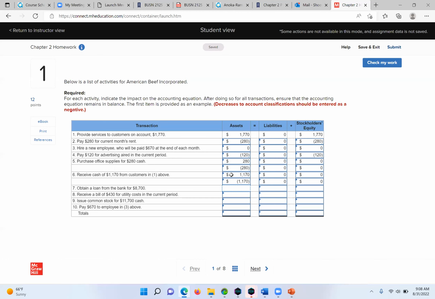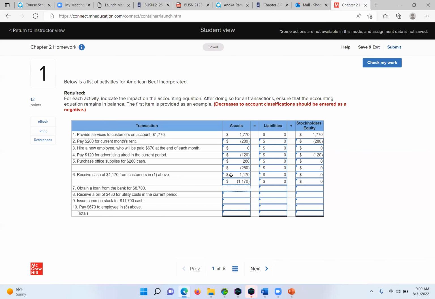When we obtain a loan from the bank, what's really happening? Like, what does that mean? We're actually putting ourselves in debt, so it goes down to liabilities. We're putting ourselves in debt because they're giving us cash we need to pay them back, right? We're borrowing money.